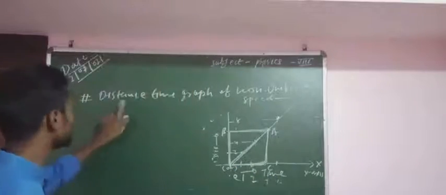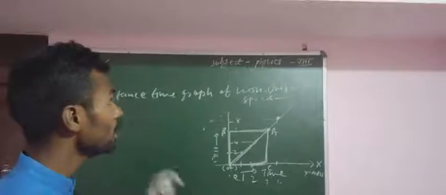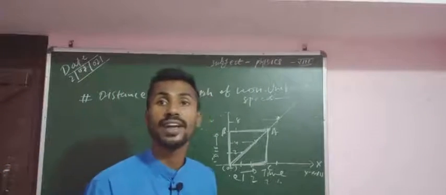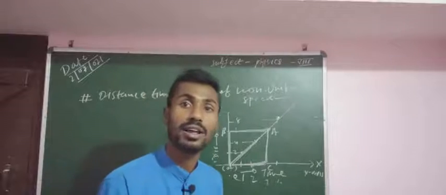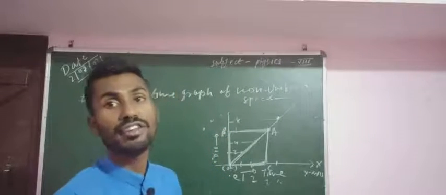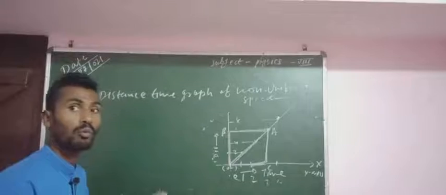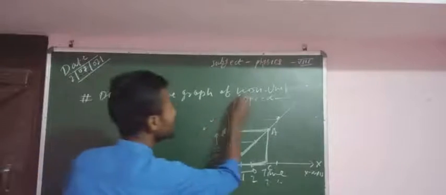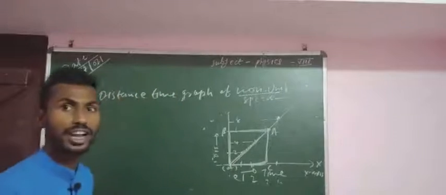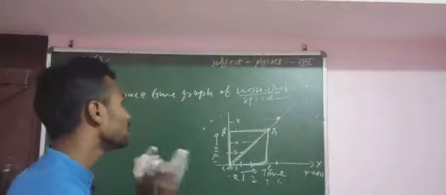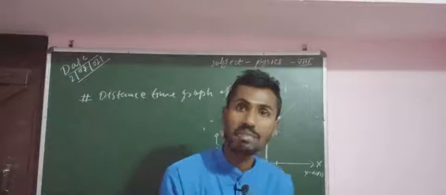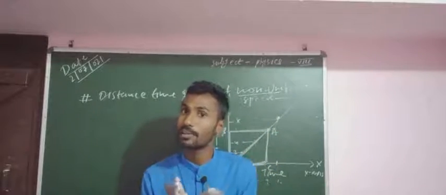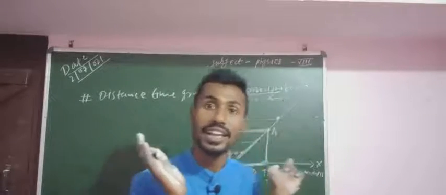Second point is that distance time graph of non-uniform speed. When a body is moving with non-uniform speed, in that case what is the nature of the distance time graph? So simply, non-uniform means variable speed. That means the body covers unequal distance in equal intervals of time.